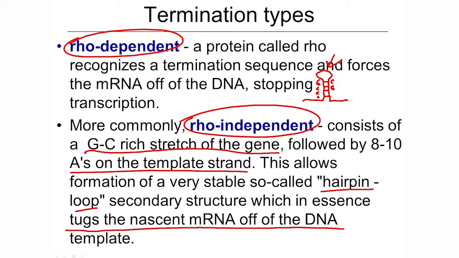Now if there are a lot of A's on the template strand, there are going to be a lot of U's over here, right? And what happens is this is such a stable structure. You have to think of it this way. When the RNA comes off, it snaps into this structure and basically tugs that stretch of U's off of the template because they're weaker bonds. Let's look at a proper picture of that.